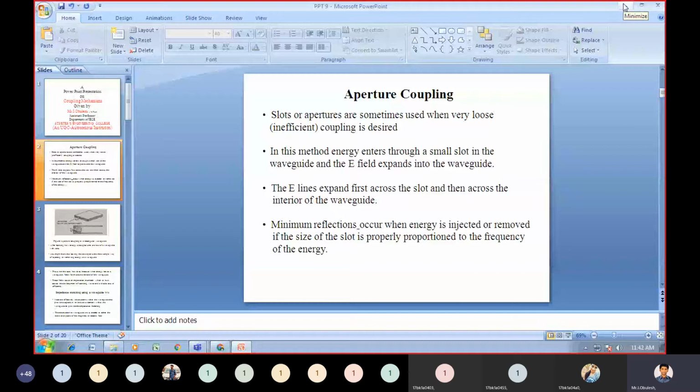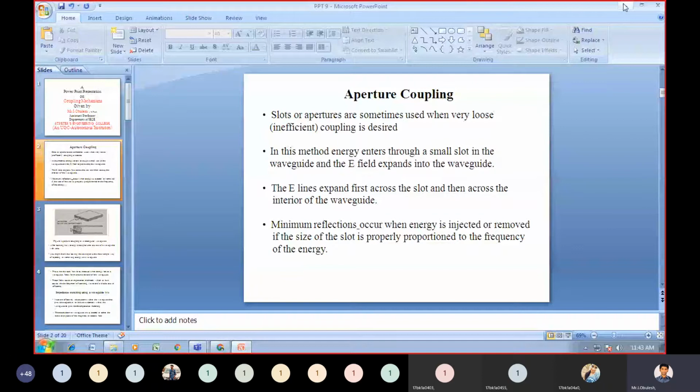Coming to this aperture coupling, the slots or apertures are sometimes used when very loose coupling is desired. Very loose coupling is desired.